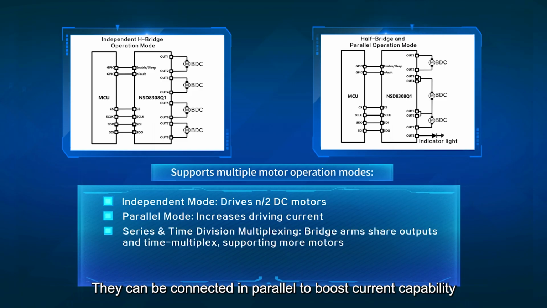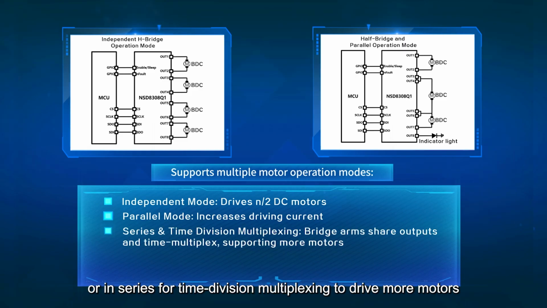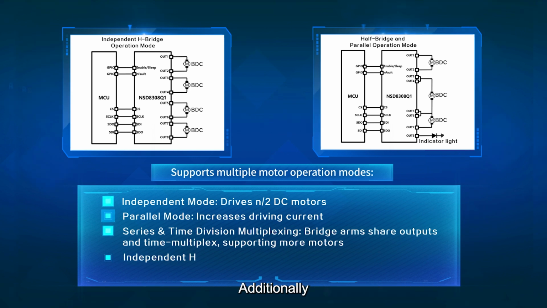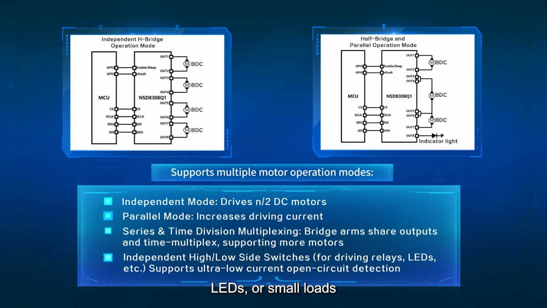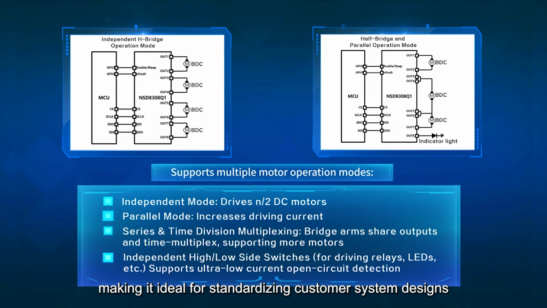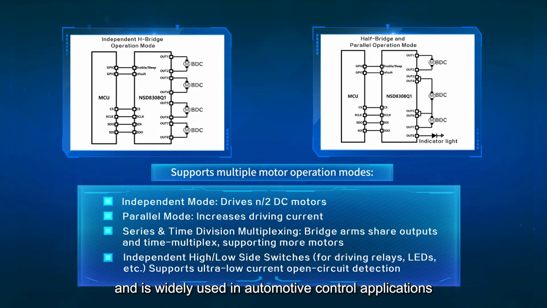They can be connected in parallel to boost the current capability or in series for time diversion multiplexing to drive more motors. Additionally, they can serve as high and low side switches for driving relays, LEDs, or small loads. The NSD-A308 series offers great flexibility, making it ideal for standardizing customer system designs and is widely used in automotive control applications.